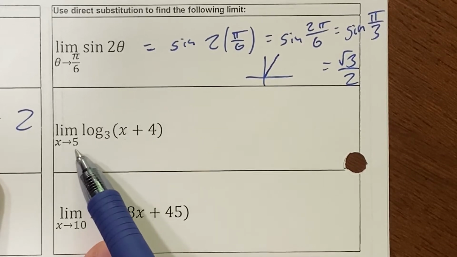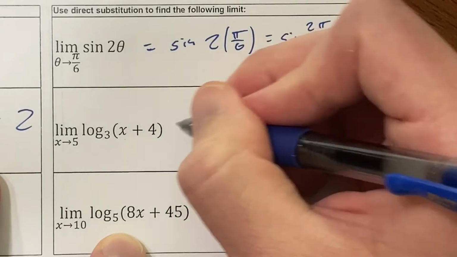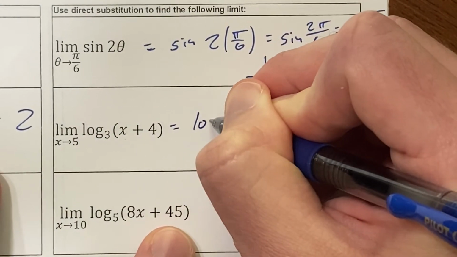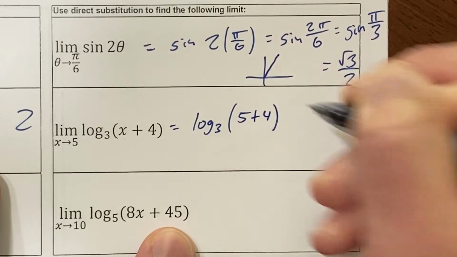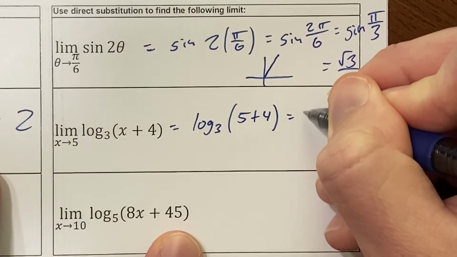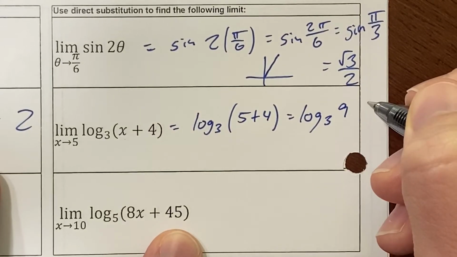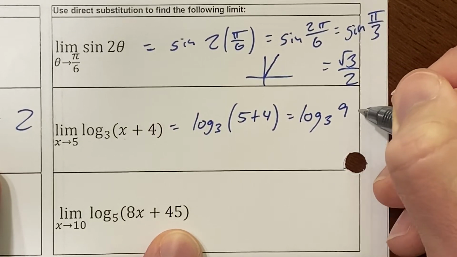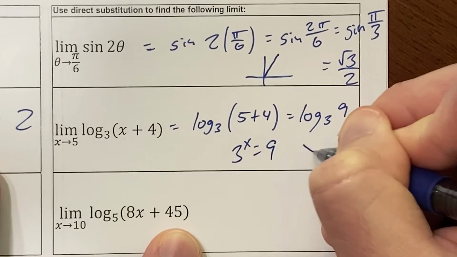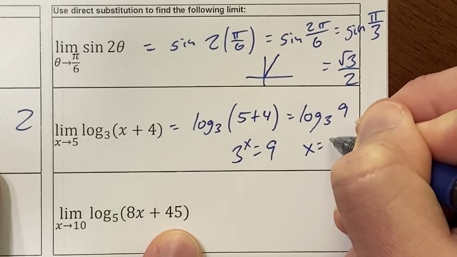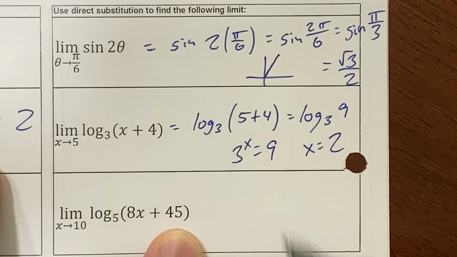Next, I've got the limit as x approaches 5 of this logarithm. So I got log base 3 of 5 plus 4. That's log base 3 of 9. That's just 2. Remember, this is like saying 3 to the x equals 9. So x equals 2. You can just write equals 2 right there. You don't have to do all that. Next one.